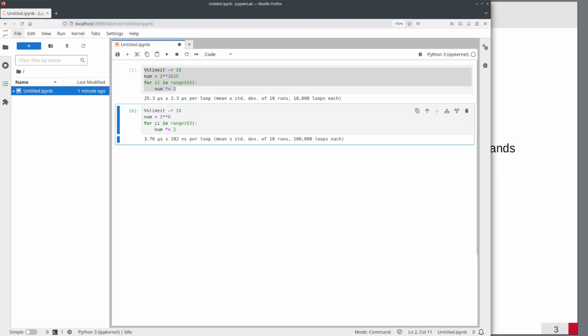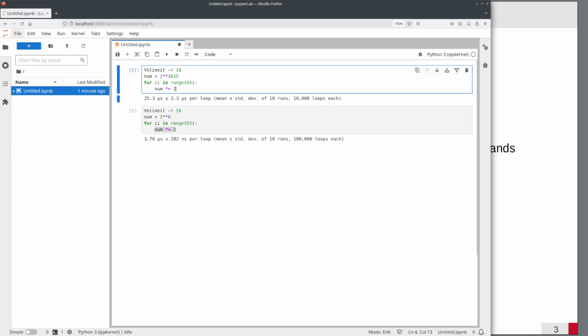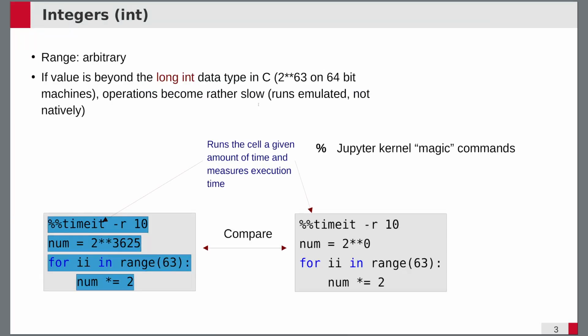Why? Because the numbers which I'm dealing with in this loop are all representable natively by the processor, so the operations are fast. Here the numbers which I use cannot be represented by the processor anymore, and it needs some complicated algorithms in order to deal with them nevertheless. So just keep in mind, you can use arbitrary integers, but if you want to have fast integers, then you should basically stay in the realm of not going beyond 2 to the power of 63 on 64-bit machines, which you probably use.